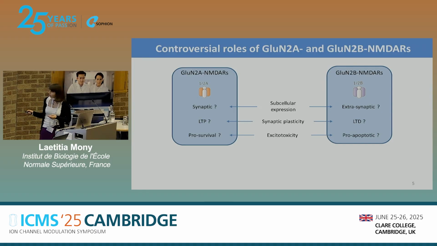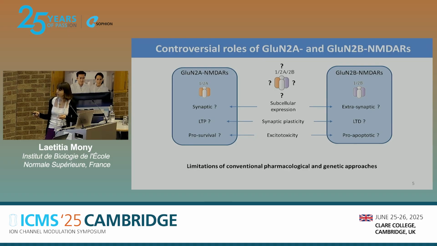On the contrary, GluN2B containing NMDA receptors are thought to be mostly extrasynaptic, so outside of the synapse, involved in long-term depression, so long-term decrease of synaptic strength, and they are thought to be the subtype responsible for neuronal death upon overactivation. But this dichotomy is largely controversial in the field, and part of this controversy probably stems from the presence of these triheteromers, for which we have no tool to selectively control them.